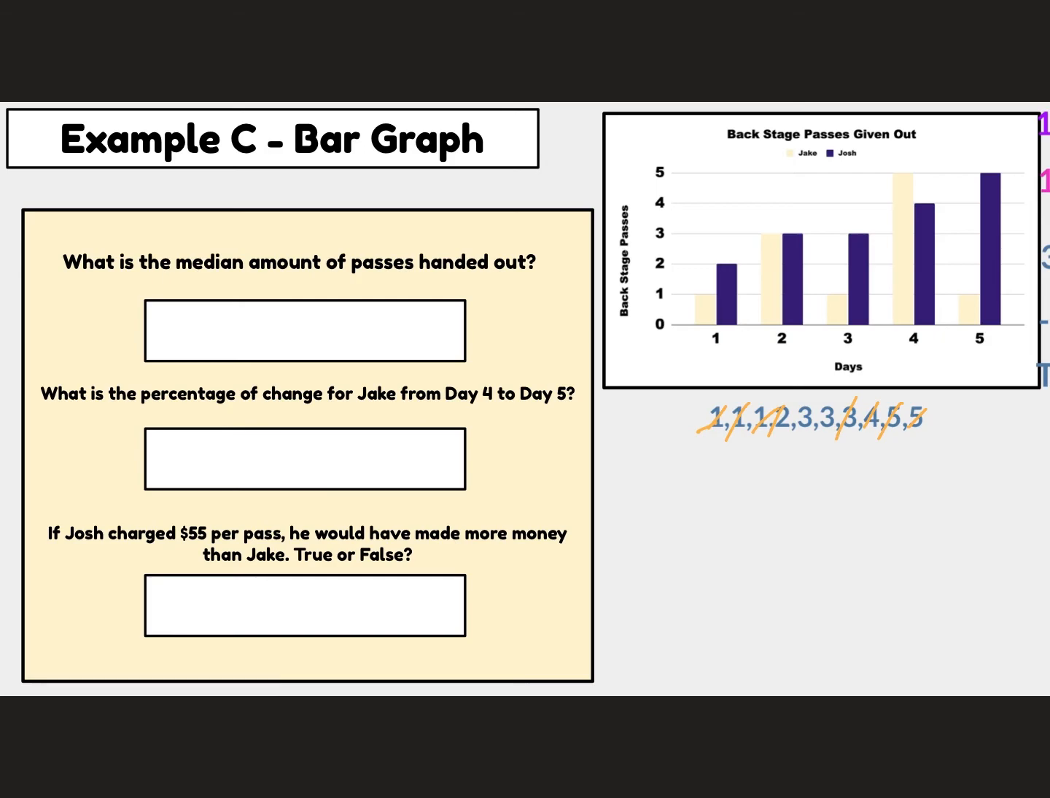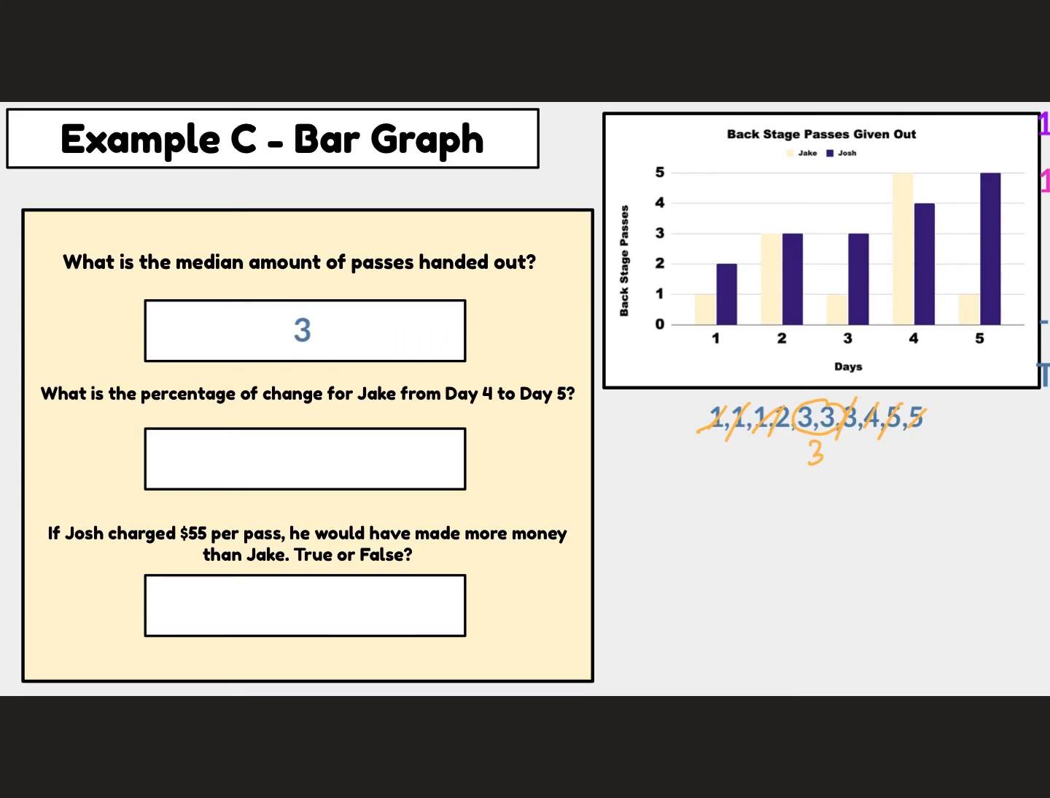Now, if we have 2 numbers in the middle to find the median, we would add them up and divide by 2. So in this case, 3 plus 3 is 6, and 6 divided by 2 is going to be 3. Since these numbers are the same, the median is going to work out to be 3 in this particular case. But if we had 3 and 4 and added them together, then our median would be 3.5, which would be challenging to hand out half a backstage pass, so it wouldn't make much sense in this particular scenario. So our median here is going to be 3.